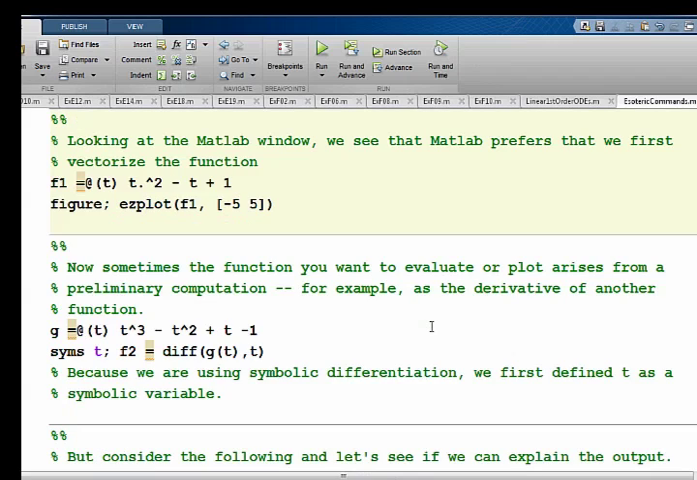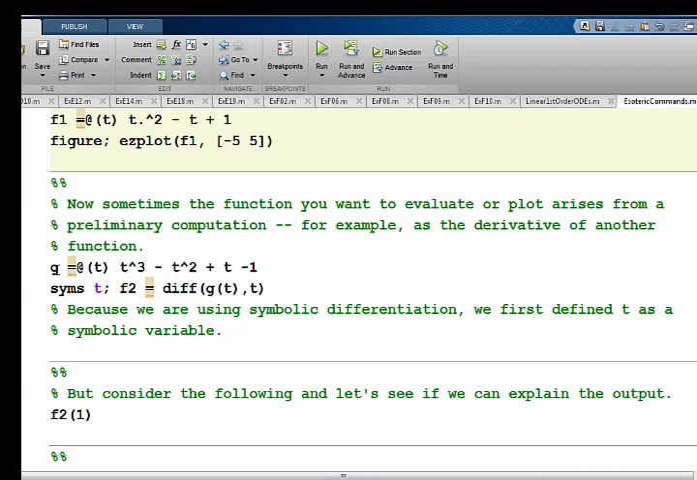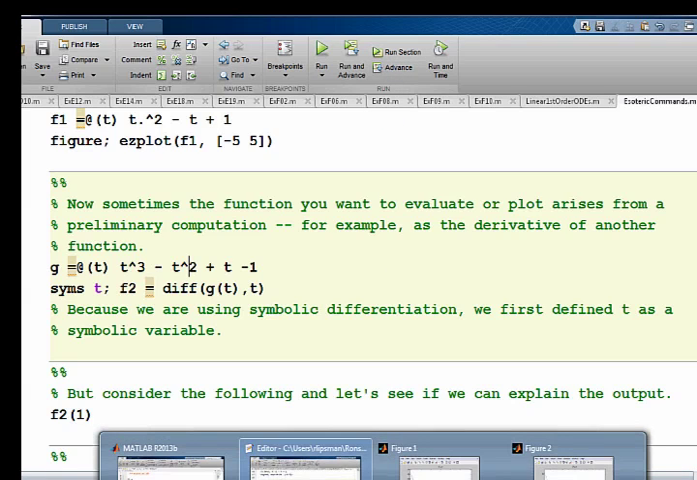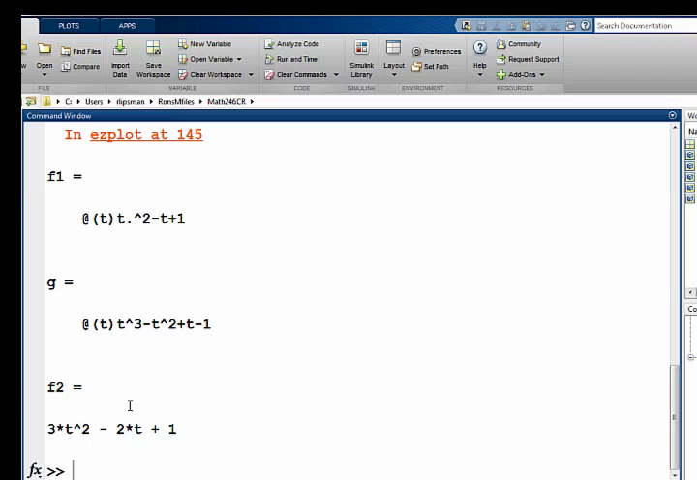Sometimes the function you want to evaluate or to plot arises from a preliminary computation, for example, as the derivative of another function. So here's a situation where you've got g as a cubic function, and f is its derivative. Here I called it f2. Since we're using symbolic differentiation, I first define t as a symbolic variable. So let's run this. And as usual, look in the MATLAB window. And there's our differentiated function. f2 is the derivative of g.